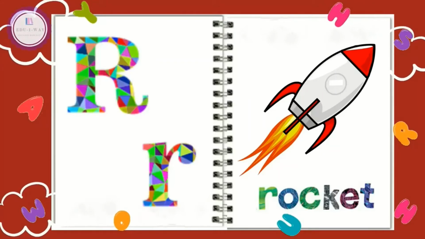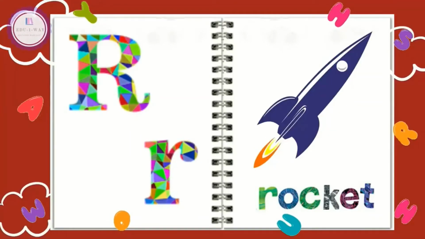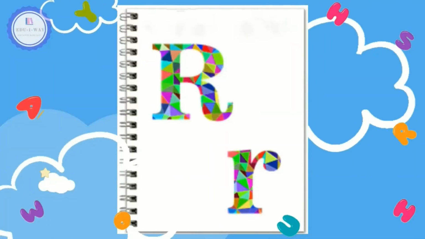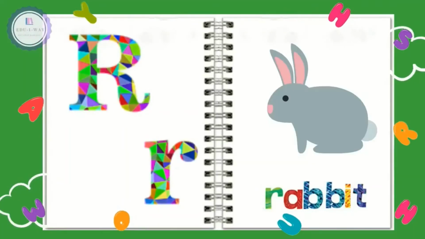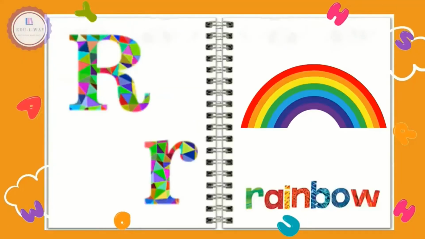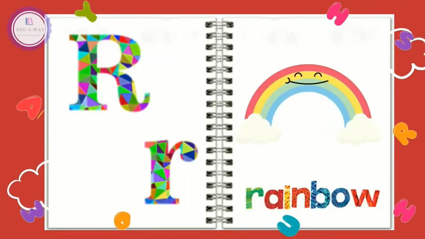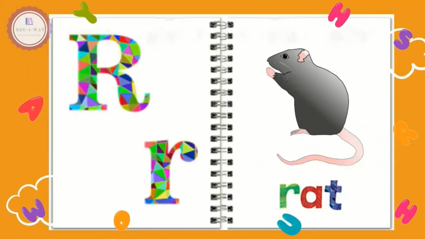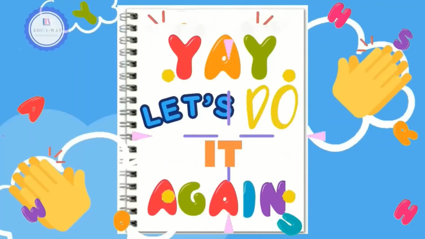R for rocket. Rocket, rocket, rocket. R for rabbit. Rabbit, rabbit, rabbit. R for rainbow. Rainbow, rainbow, rainbow. R for rat. Rat, rat, rat.